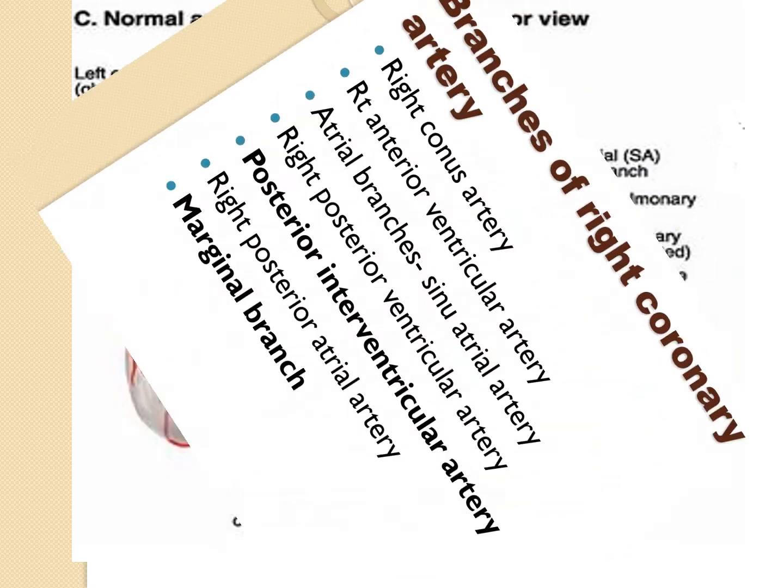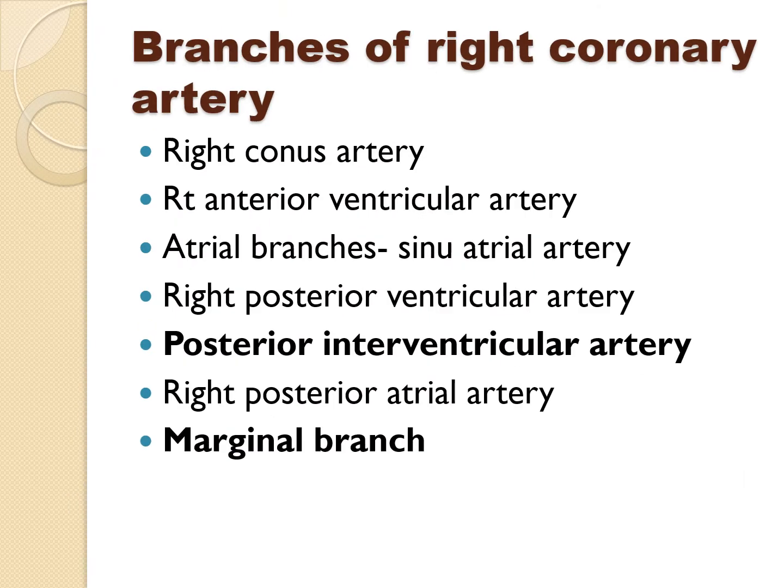Now the right conus artery is a branch of this right coronary artery. So what is the right conus artery? It is a branch of the first segment of this artery. Up to where do we call the first segment? Up to this inferior border we call the first segment. Where is the second segment up to? The second segment is up to this crux.